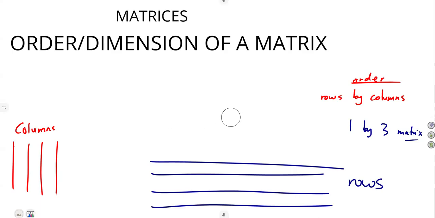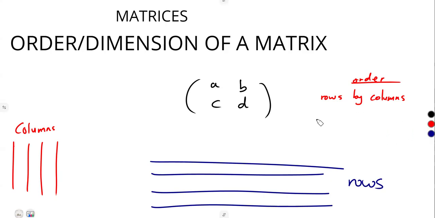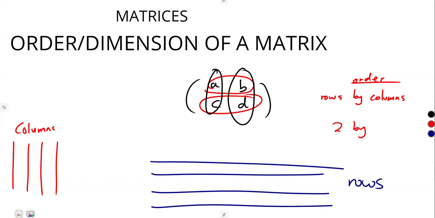So I want you to work out as many examples as you can. All right, given A, B, C, D like this, how many rows do we have from this matrix? Rows by columns. That is 1, 2. So we've got 2 rows by how many columns? That is 1, 2, and 2 columns. So this is a 2 by 2 matrix. All right, or you can even write it as a 2 by 2 square matrix.